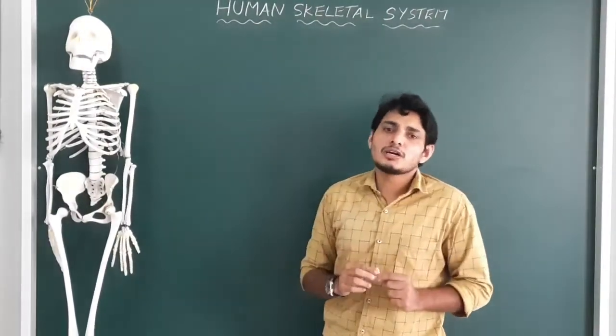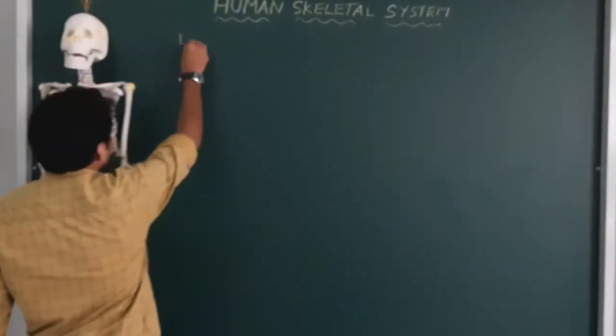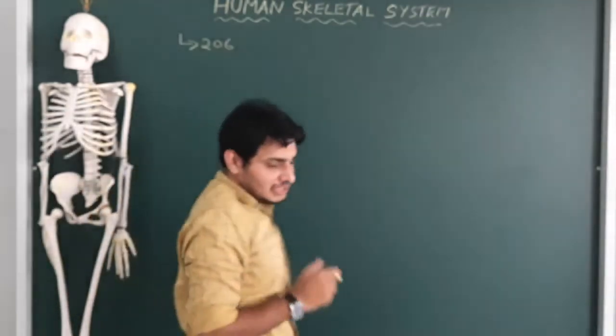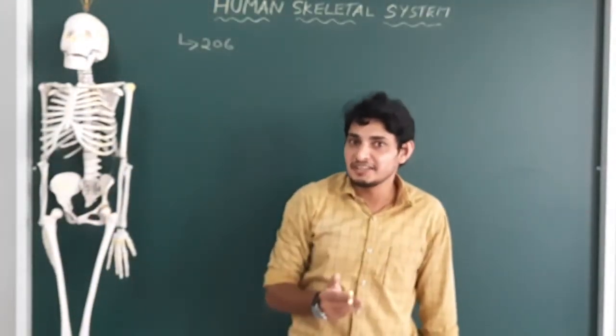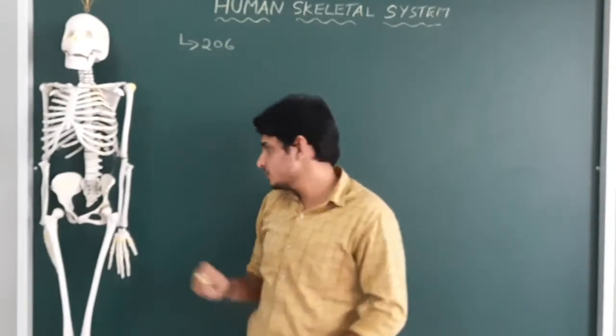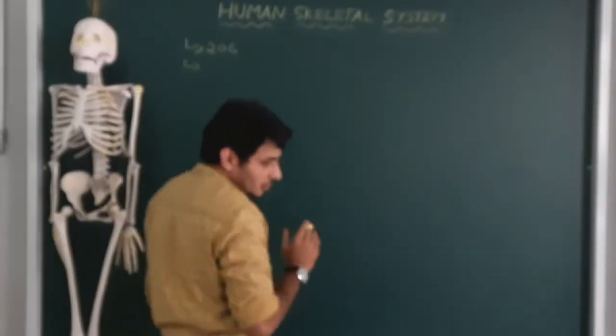So how many bones are there in the human body? Let me write the total number of bones, that is 206 bones. In children the number is 270. Got it? They have more bones compared to an adult. So this is the number of bones present in the adult human being.